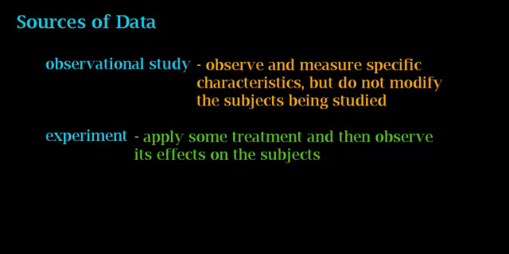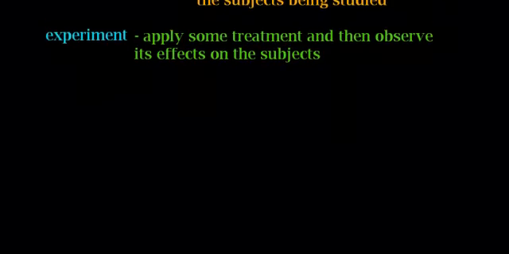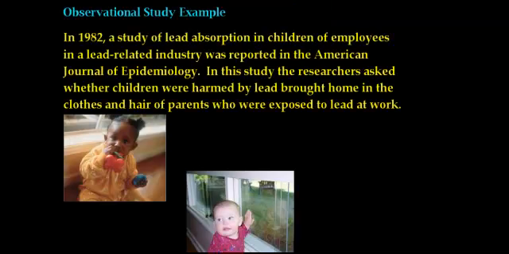Okay, so let's look at more examples of these two types of data sources. In 1982, a study of lead absorption in children of employees in a lead-related industry was reported in the American Journal of Epidemiology. In this study, the researchers asked whether children were harmed by lead brought home in the clothes and hair of parents who were exposed to lead at work.